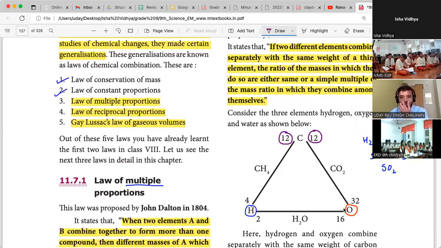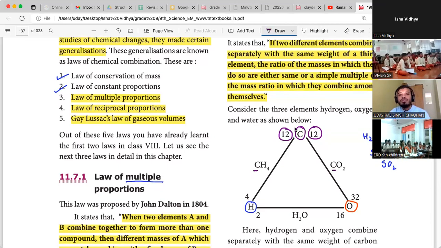So two different elements. Hydrogen combines with carbon to form CH4, same weight 12. Oxygen combines with carbon to form CO2. Both of them have one carbon, you can see. So hydrogen is combining with one carbon, that is 12, and oxygen is combining with one carbon, that has a weight of 12. So two different elements combine with the same weight of a third element. This is your third element.